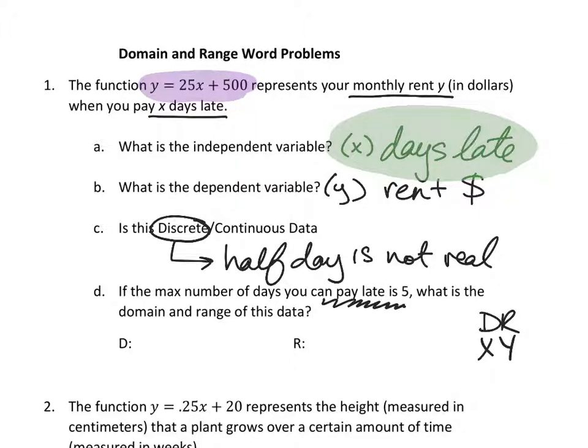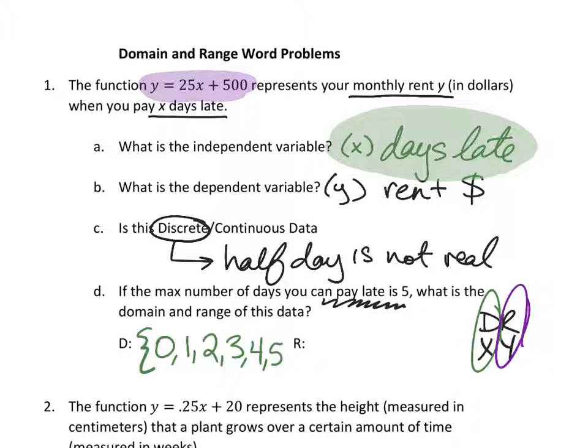Well, I saw domain and range, so I automatically write down Dr. XY because it's going to help me remember which one's which. When I'm dealing with the domain, which is my x's, I need to know the different days late I can pay. What's the smallest number of days late I can pay? 0. And since this is discrete, all I have to do is list these days out. What's the next day I can pay? 1, and then 2, and then 3, and then 4, and then 5, and then 6. Is that right? No. Oh, why not? Oh yeah, it told me the maximum days I can pay late is 5. After 5 days, yikes.